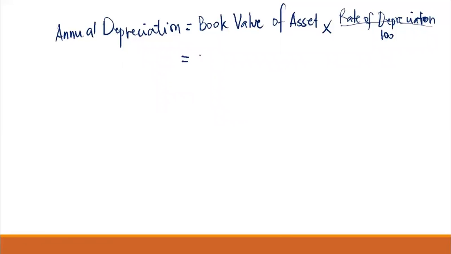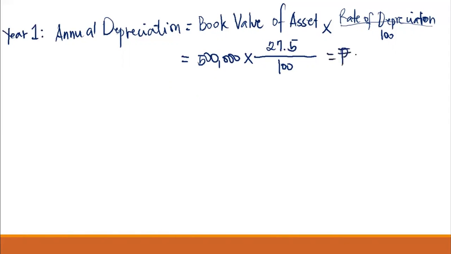So yung book value natin ay 500,000. Okay? So, yan yung book value ng asset natin. And yung nakuha natin na rate of depreciation is 27.5 over 100. So, this is our year 1. Okay? So, sa year 1 niya, yung annual depreciation is 137,500 pesos. Okay? So, yan. So, from 500, naging 137 after 1 year.